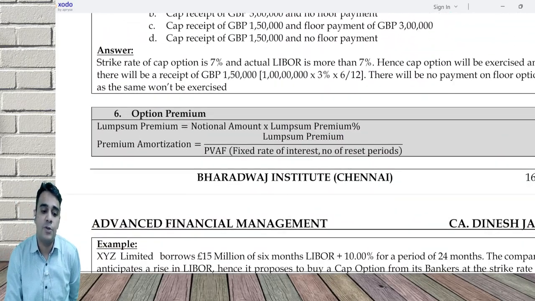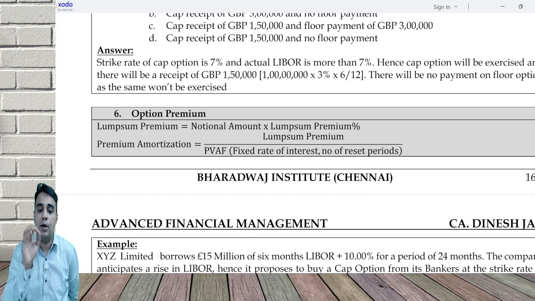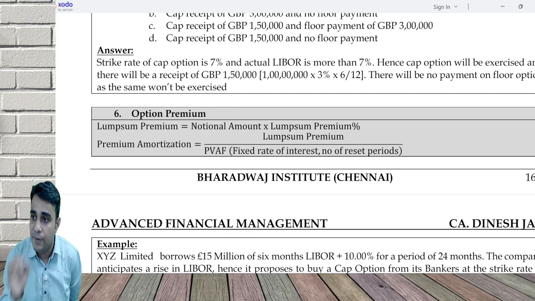Now on an option there will be a premium. How is the premium calculated? Notional amount into the lump sum premium percentage. This premium needs to be amortized. How do you amortize the premium? Lump sum premium divided by PVAF, at the fixed rate of interest, for the number of reset periods.